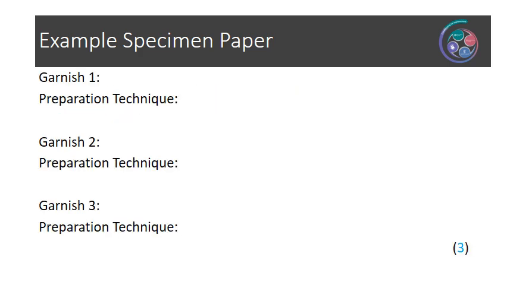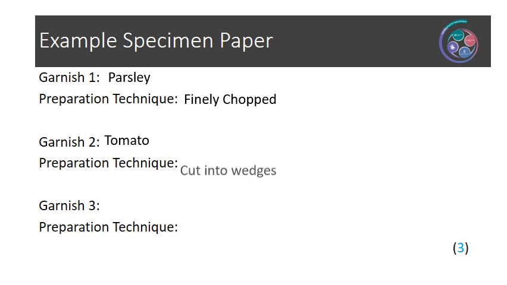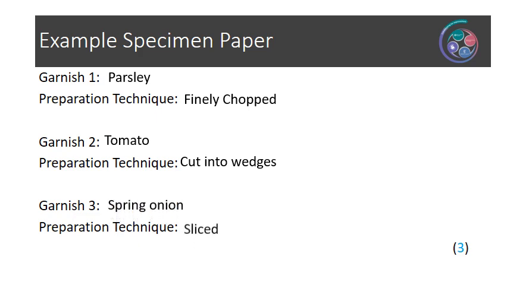Examples could be, for garnish 1, you could have parsley and the preparation technique could be finely chopped. Garnish 2 could be tomato and the preparation technique could be cut into wedges. Garnish 3 could be spring onion and the preparation technique could be sliced. Each garnish would access you 1 mark along with the preparation technique.